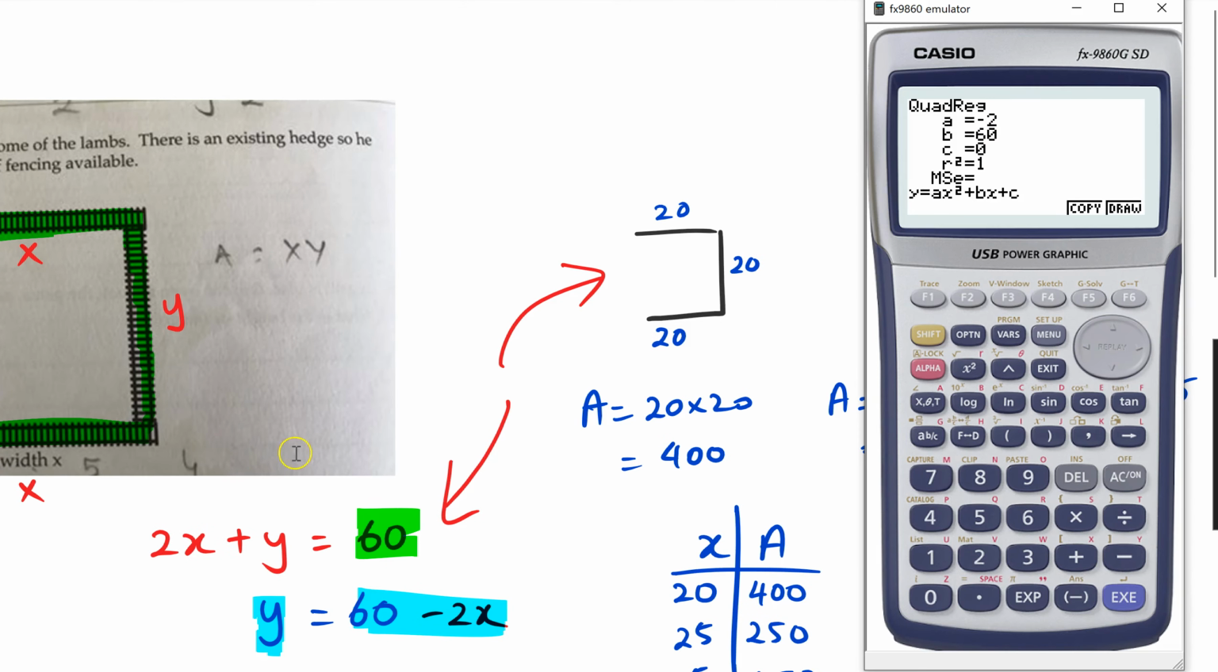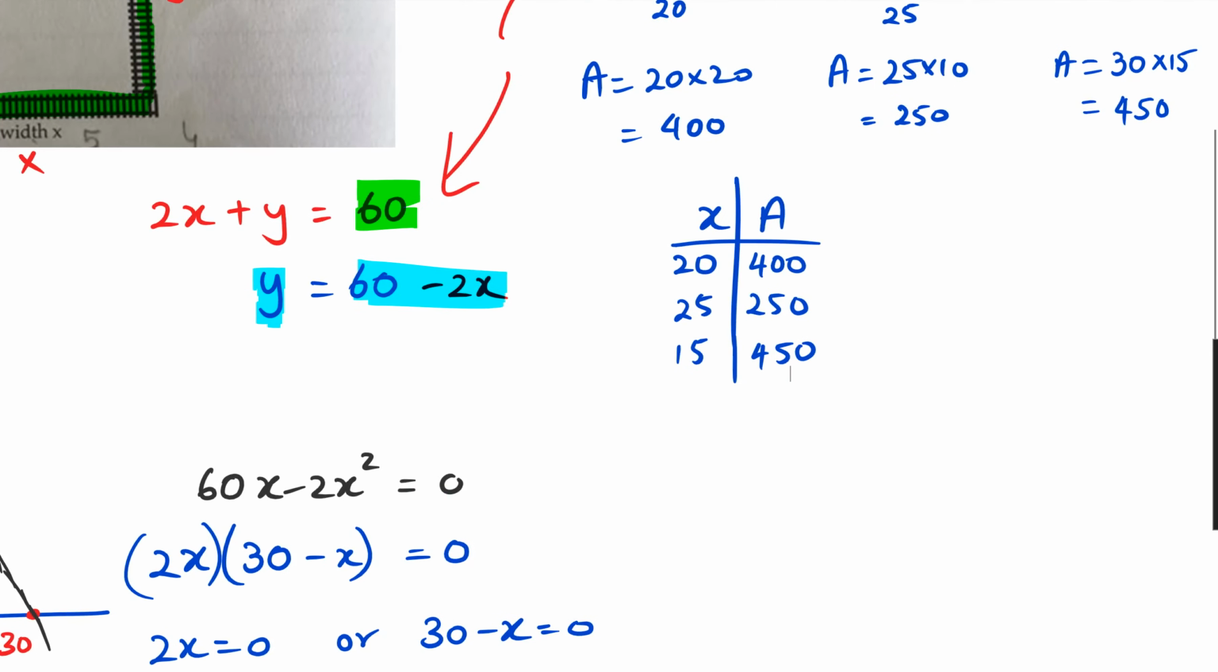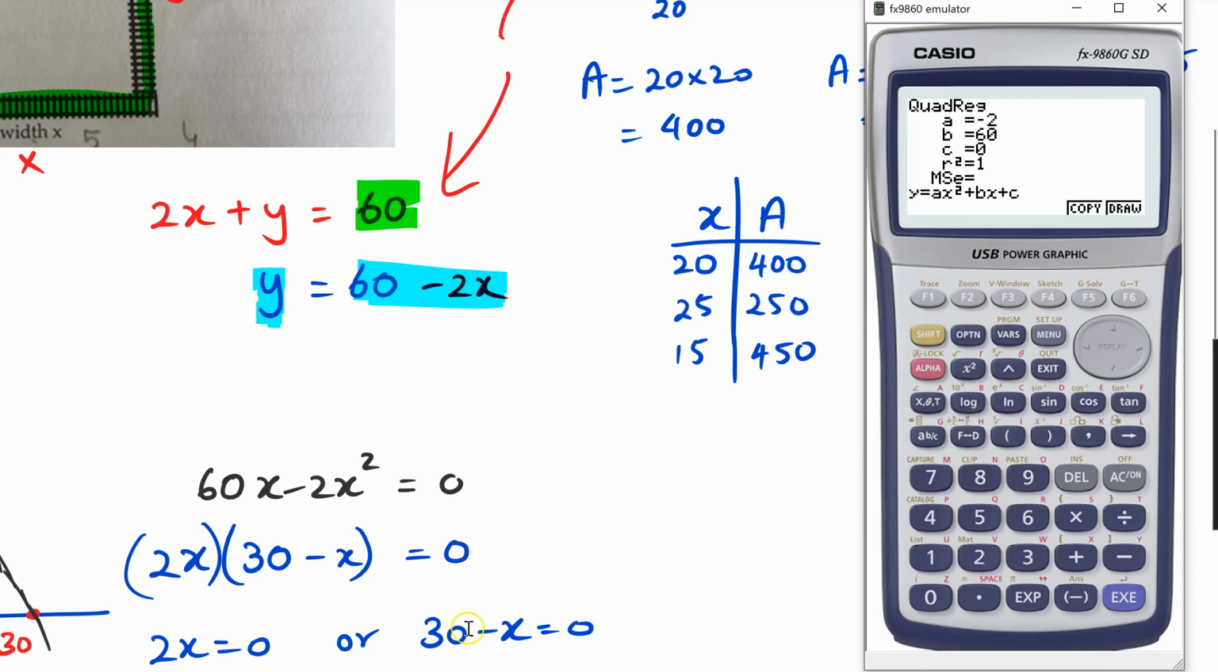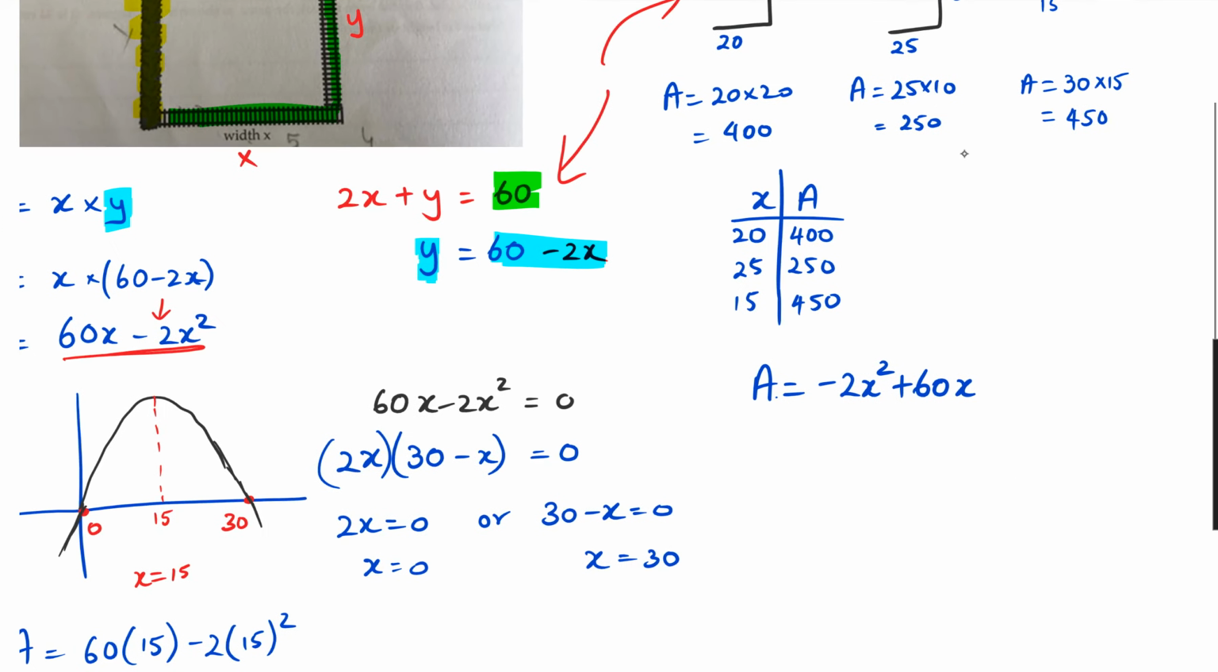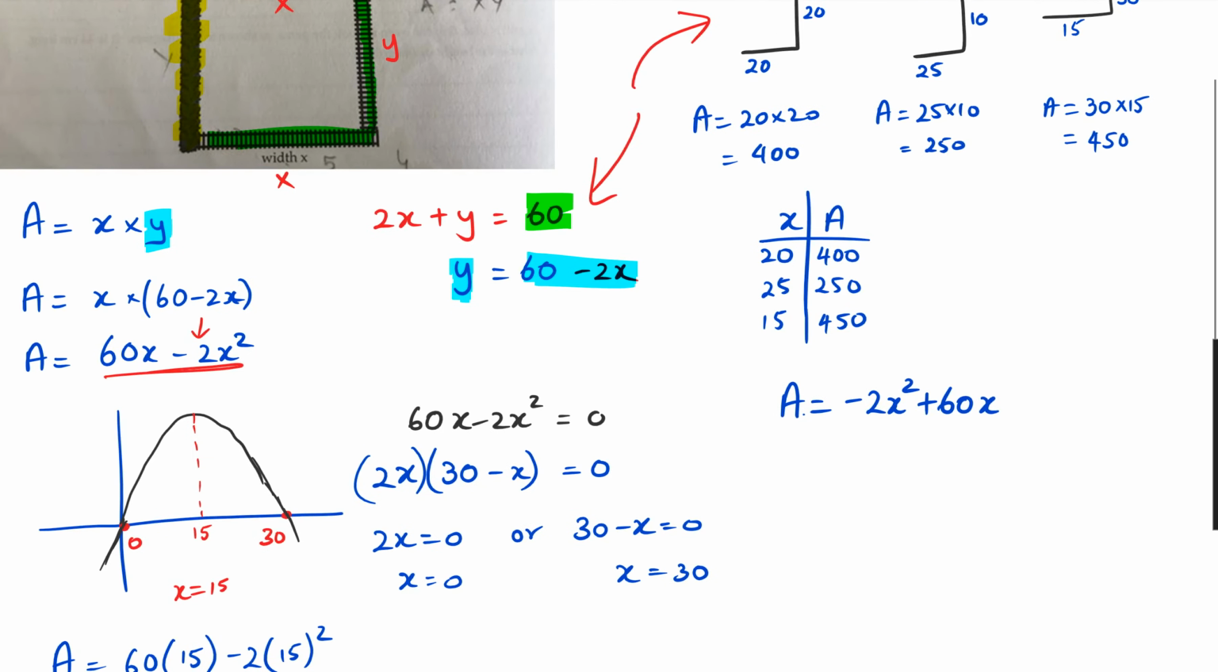If you notice, the minus 2 is there. There's my minus 2x squared. And then the b value is 60. There's my 60. And then the c value is 0, which means I don't really need to worry about it. So I could have written down the equation as area equals minus 2x squared plus 60x. And because the c value is 0, just leave it like this. And then from here, I could have gone on to do this step here, or you could just use the graphics calculator as well.